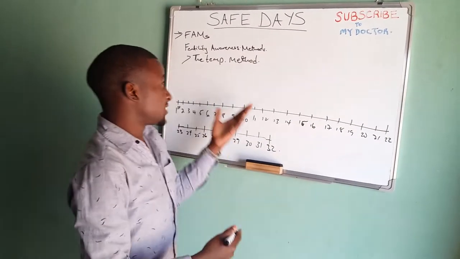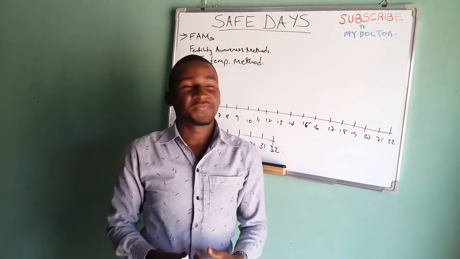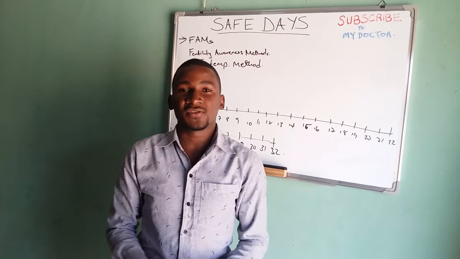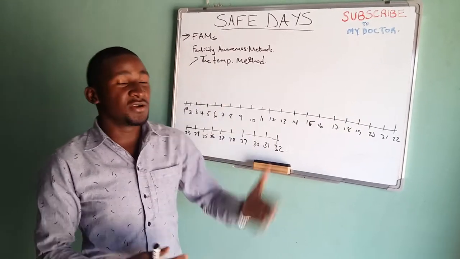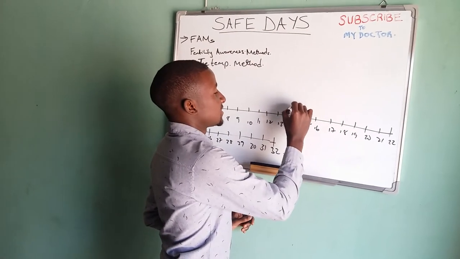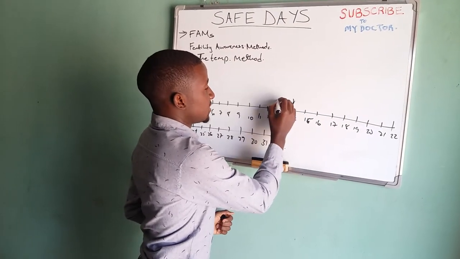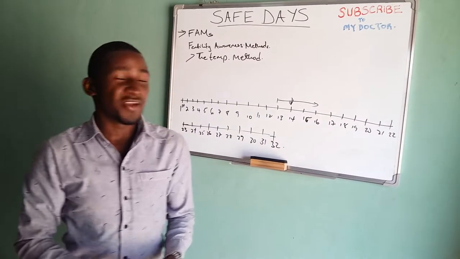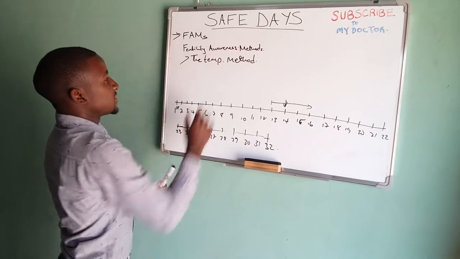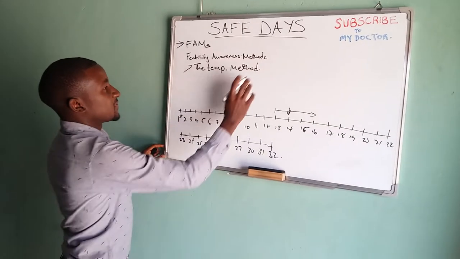And how does this temperature help us? We can know that this temperature varies. And if there is no other factor that's affecting this temperature, like sickness or stress, we can know that this temperature can increase slightly on this 14th day when our ovulation takes place. It can increase between these days, the 13th to the 16th, this range. And we can know that that's when ovulation takes place, and we can estimate these other days. That's the temperature method. I will not go deep into it, we shall talk about it, but for now, let's do that.